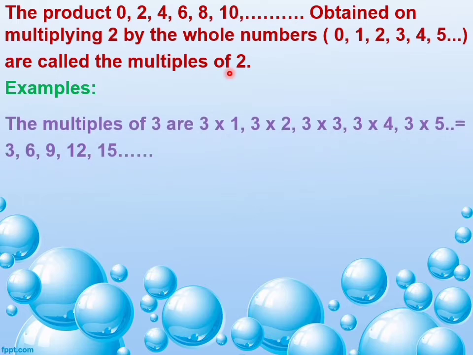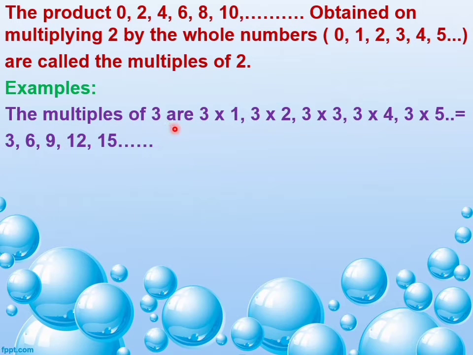Now see an example. Those were the multiples of 2. Now multiples of 3. 3 ones are 3, 3 twos are 6, 3 threes are 9, 3 fours are 12 and 3 fives are 15. So 3, 6, 9, 12, 15, then 3 sixes are 18, 3 sevens are 21. These are all multiples of 3.